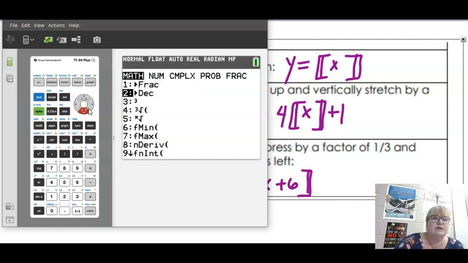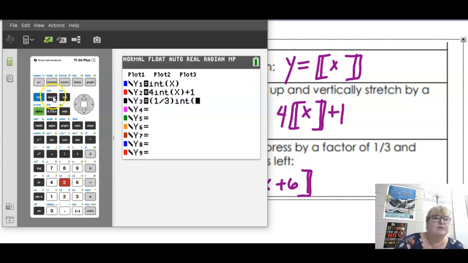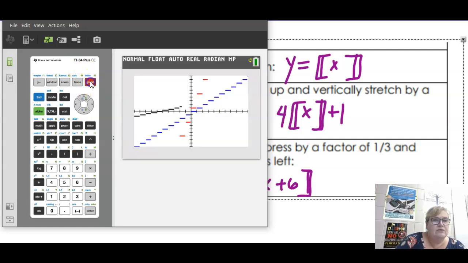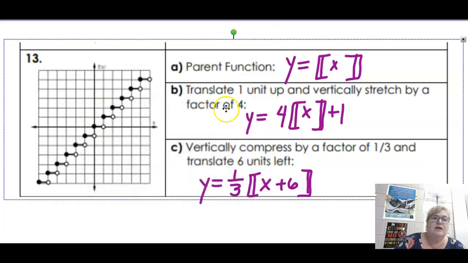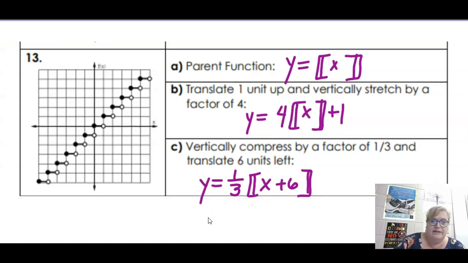Math, arrow to the right, integer, which is choice 5. And then we had x plus 6. I did put my fraction in parentheses out front. All right, let's look what that does. Oh, it does make them very close together. They almost look like they're touching. And then it had an x-intercept over here instead of at 0. Moved 6 to the left. All right.